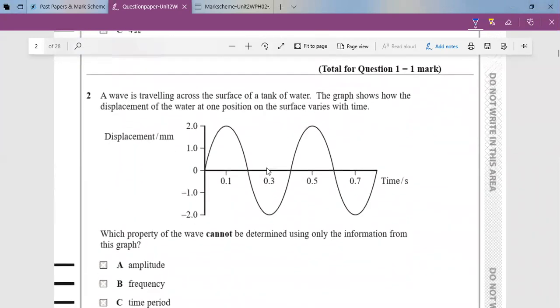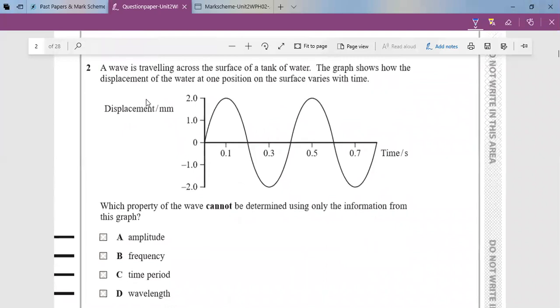And moving on to the second one. A wave is traveling across the surface of a tank of water. The graph shows how the displacement of water at one position on the surface varies with time. So this is basically the displacement of a particle going up and down, a water wave. Which property of the wave cannot be determined using the information from the graph? The amplitude can be determined. Okay, this is the amplitude. The frequency can also be determined because the time is given to you. Time period is also determined, but the wavelength cannot be determined.